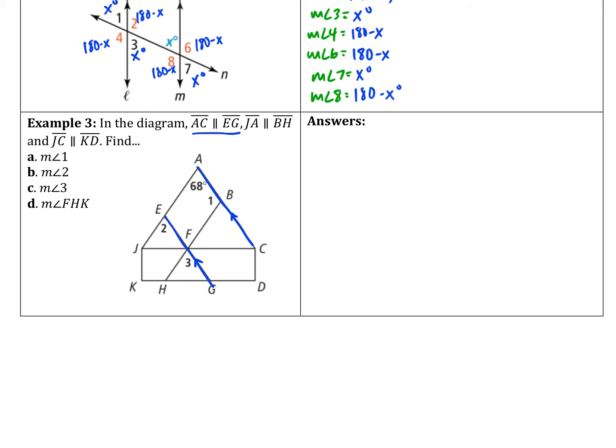They are parallel. Segment JA is parallel to segment BH, so I'm going to trace that out in red. I like to color code things just to help me understand what's happening. And it says segment JC is parallel to segment KD, so I'll trace that out in my green marker.